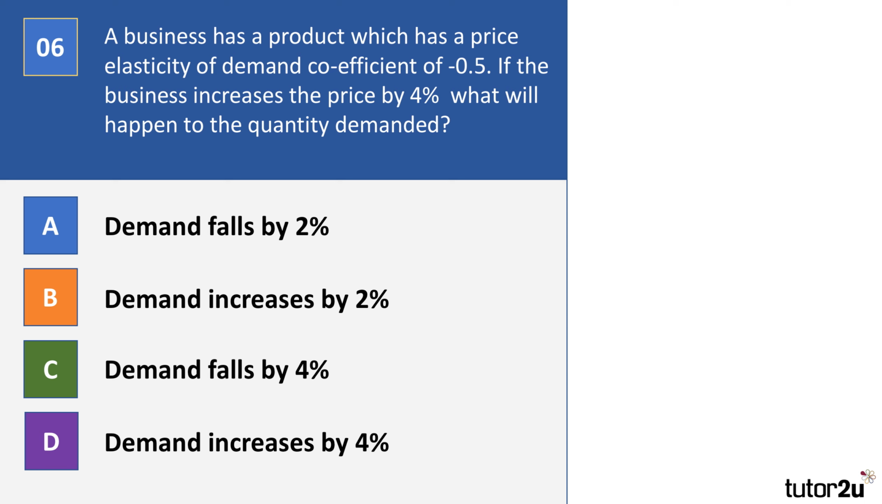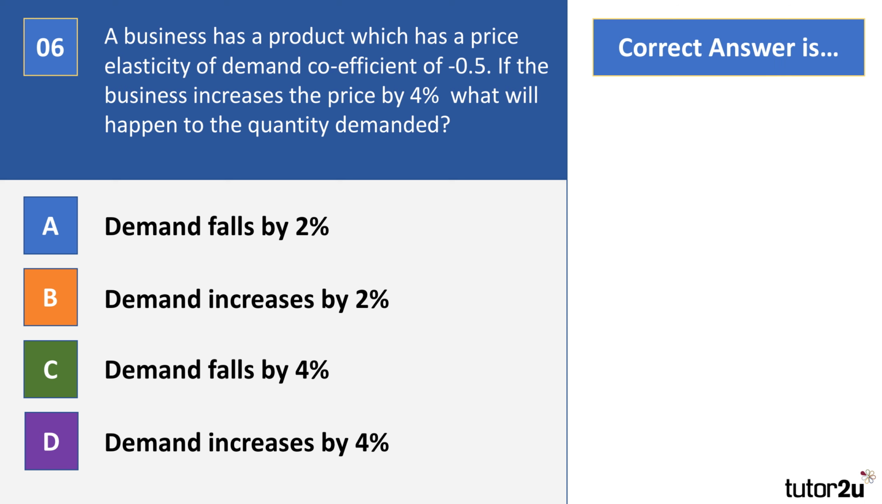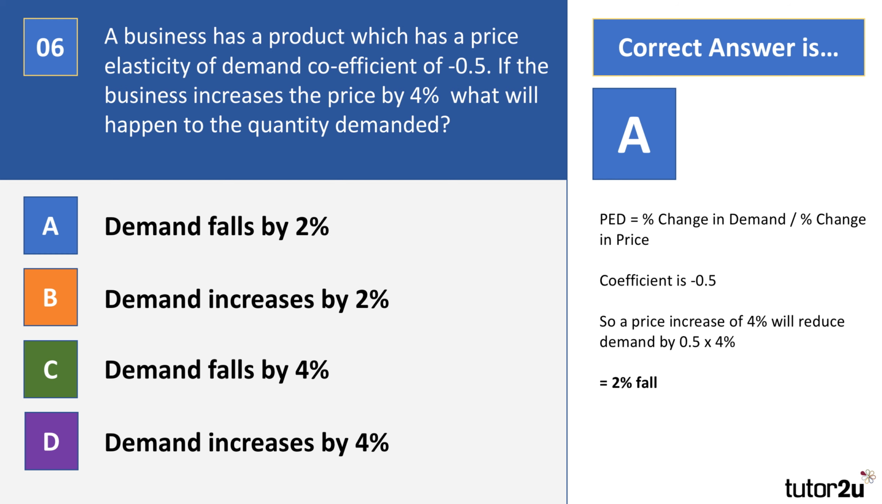And for this question, we're hoping that you've identified the correct answer is A. Now, don't forget, price elasticity of demand measures the responsiveness of demand in response to a change in price. It's calculated as the percentage change in demand divided by the percentage change in price. And we were told that the coefficient was minus 0.5.